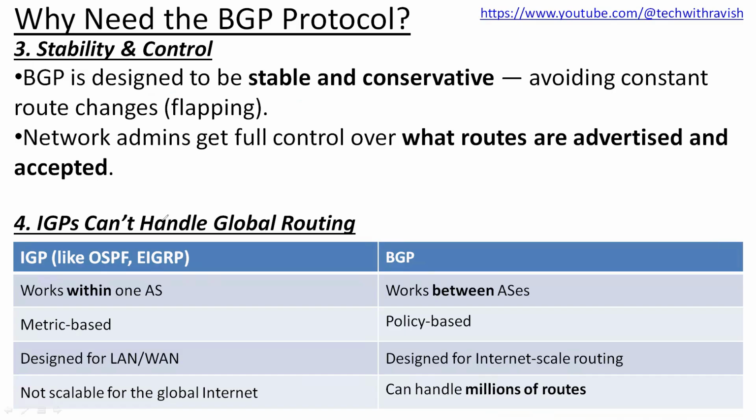Let's talk about the routing decision. A global routing table can have a million routes, so that cannot be handled by an IGP protocol. Even the routers that handle the BGP protocol are high-end routers. Like EIGRP and OSPF can work within the same AS number, BGP can work in between thousands of AS numbers.